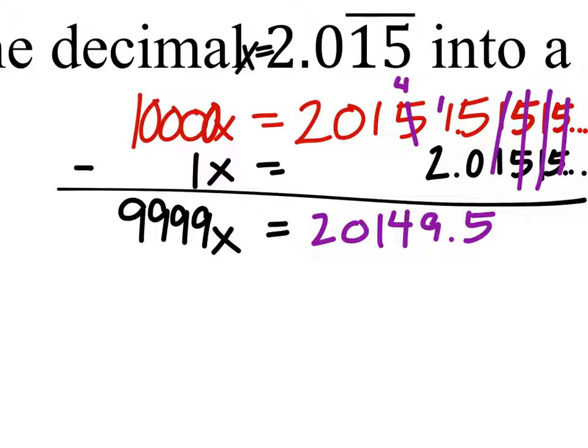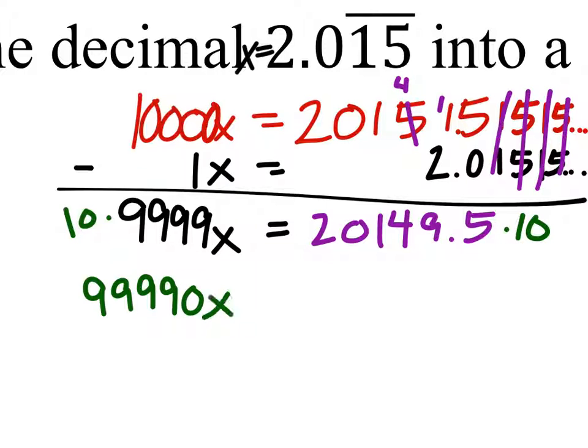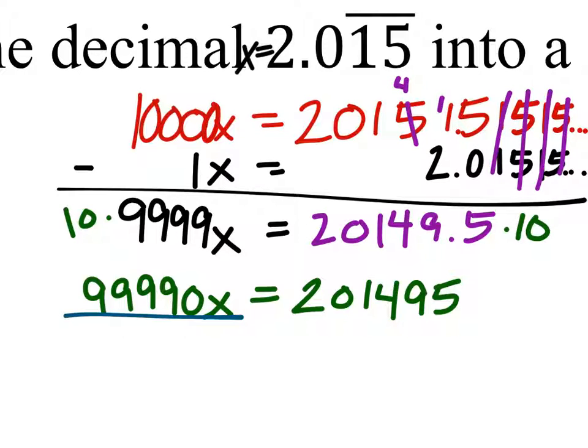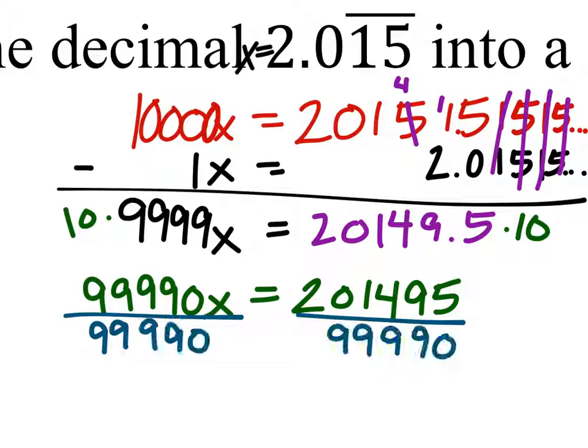920,149.5. Well, I can move the decimal now as well. To do that, I'm just going to multiply both sides of the equation by 10. So then I've got 9,990 x's equals a very large number. But now I have no decimals. So I'm just dealing with whole values right here, which is what we want. And to finish this off, we're going to divide both sides by 99,990.